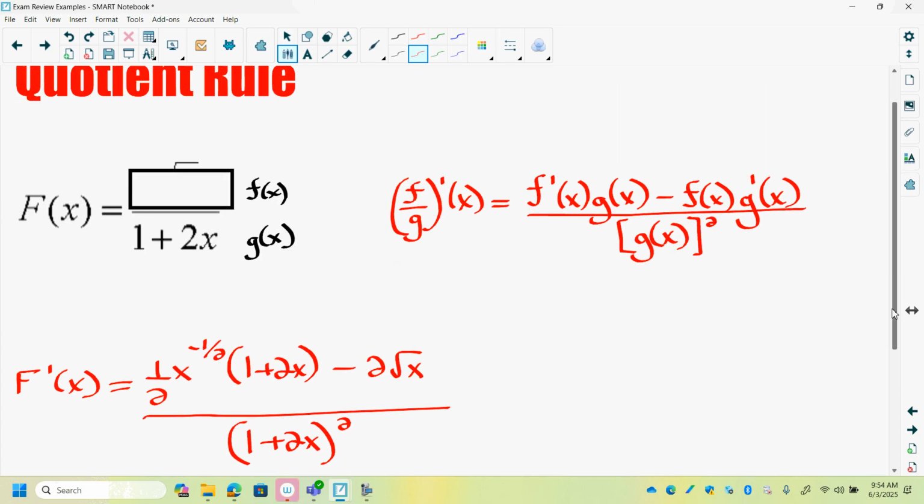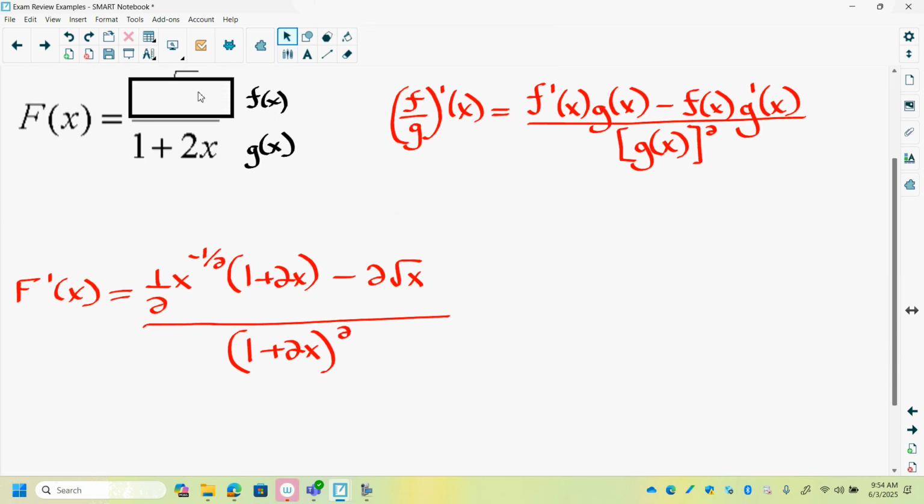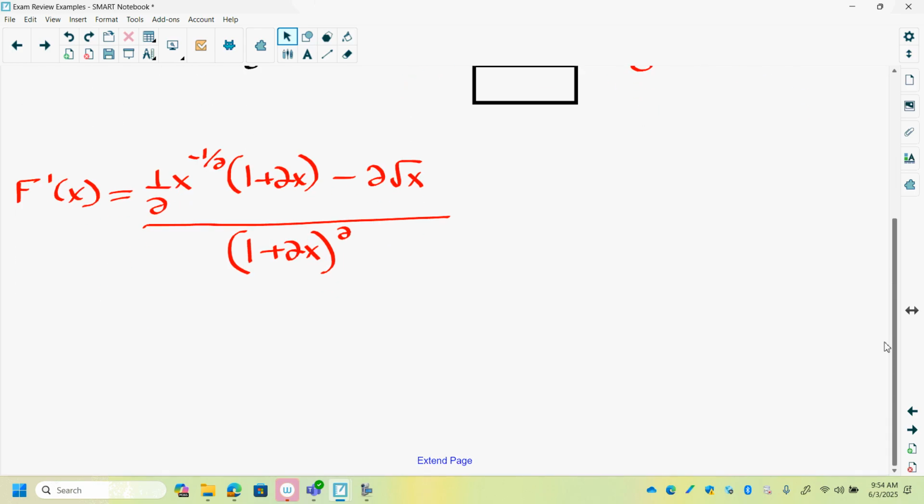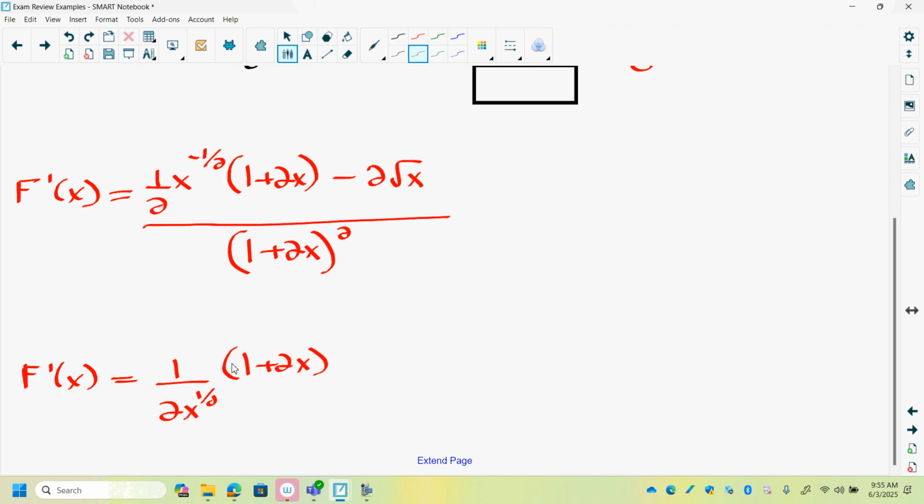From here, I'm going to clean it up. First thing I'll do is send the negative x to the negative 1/2 to the denominator. F prime x is going to equal 1 over 2x to the 1/2 times 1 plus 2x. Now, I'll do this all in one step. If you multiply the top 1 by the 1 plus 2x, what are you going to get? 1 plus 2x. If you multiply the 2x to the 1/2 by what's under the 1 plus 2x? A 1. You'll get 2x to the 1/2.